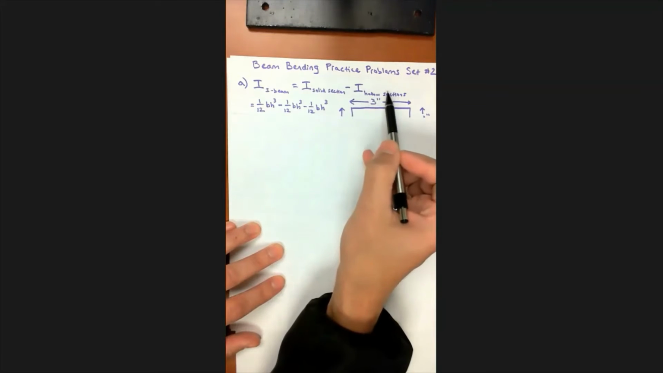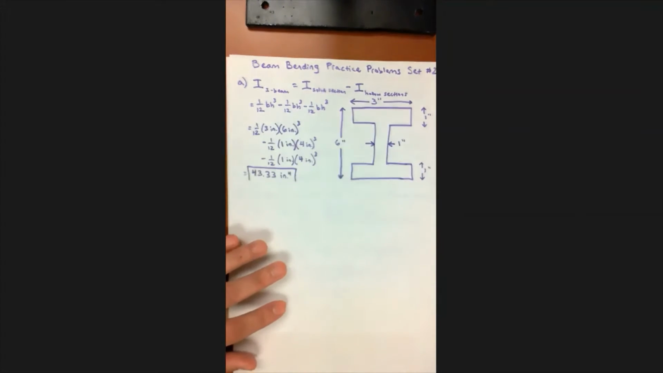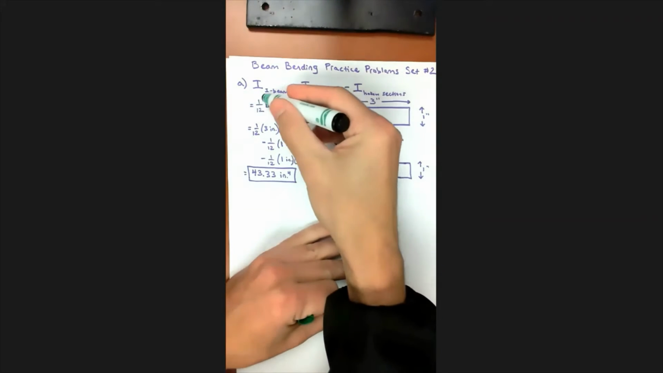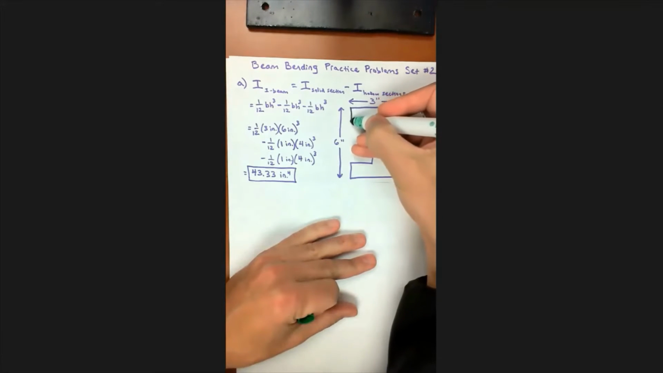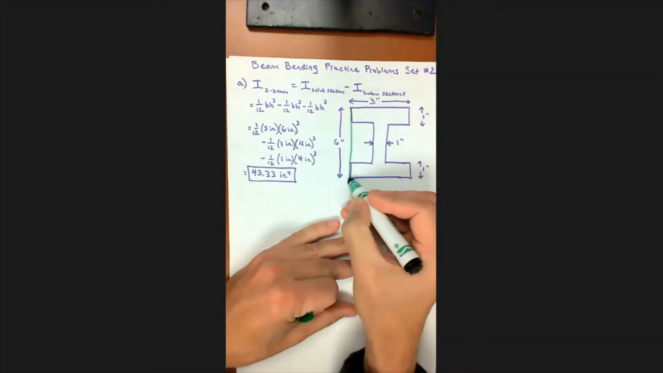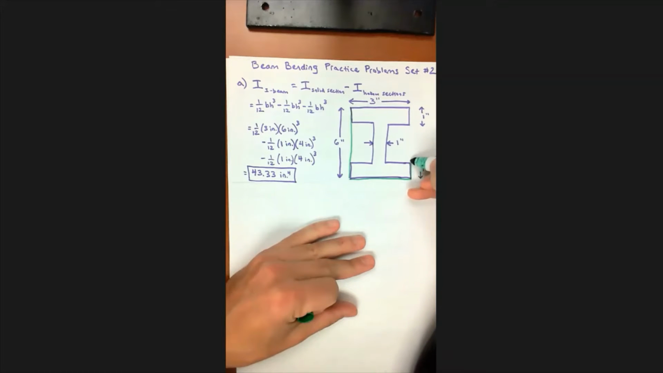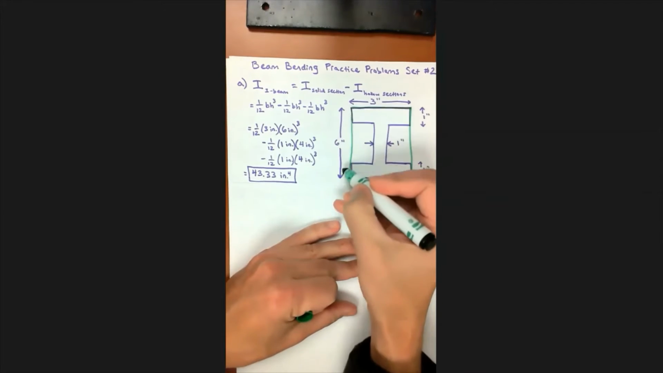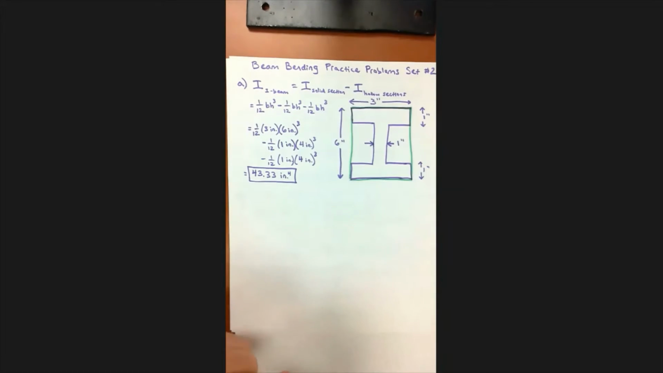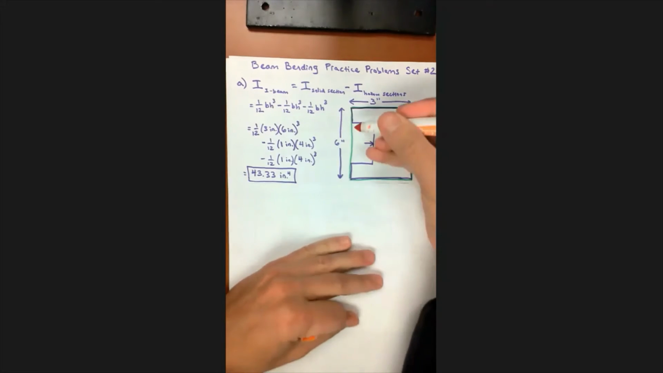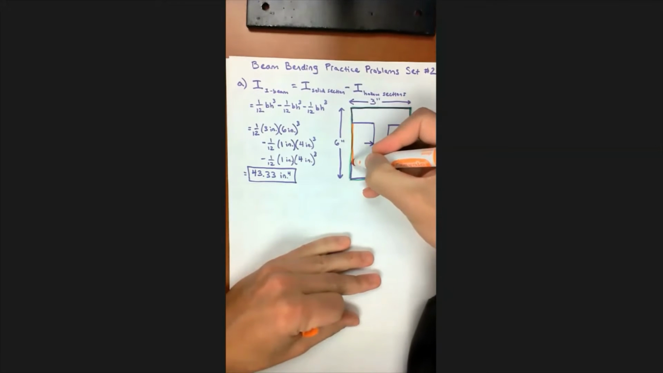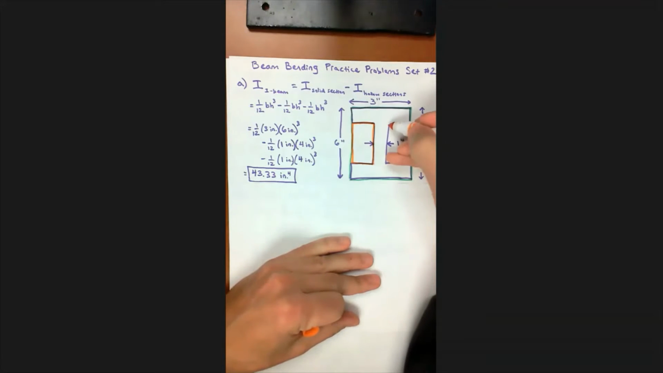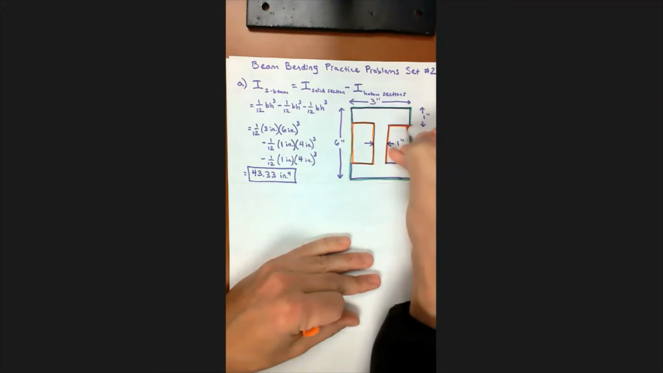All right, so what we're going to do is, here's the total shape. So first we're going to calculate the moment of inertia of the whole rectangle, like this shape. We'll calculate the moment of inertia of this rectangle right there. And then after that, we will subtract the moment of inertia of this rectangle right here. And we will subtract the moment of inertia of this rectangle right here.